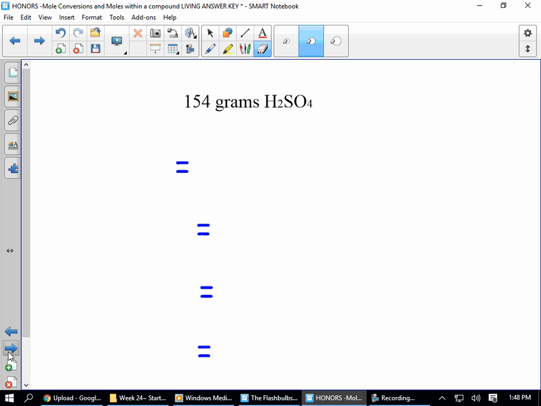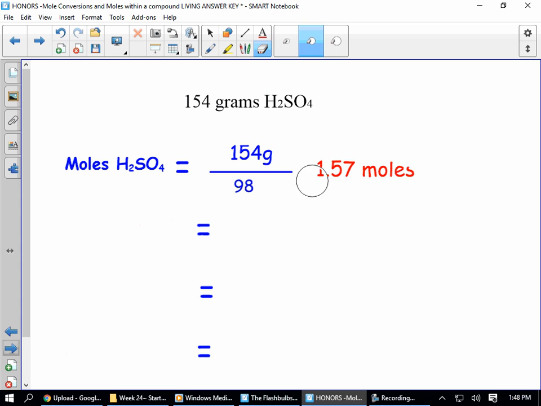All right, so again, first step, you've got to figure out how many moles you have of this. So I want moles of sulfuric acid. I have 154 grams of it. I'm going to divide it by the formula weight of 2 hydrogens, 1 sulfur, 4 oxygens. Add them all together, you get 98. Once you divide that, you're going to get 1.57 moles of your compound.